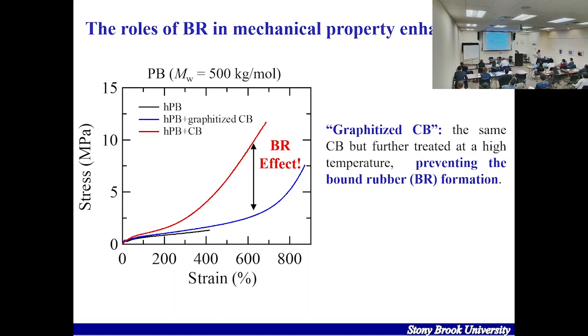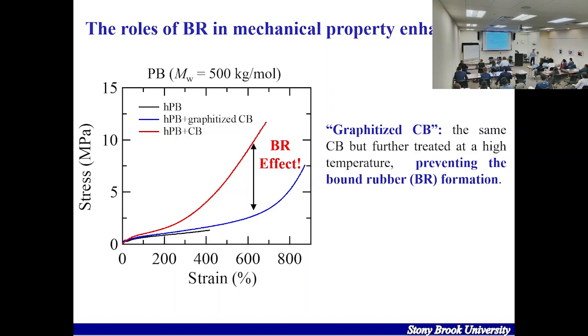So here's a mechanical property. As you see here, it's much, much weaker compared to the regular carbon black system. So this is the effect of the bound rubber. See, as I said, bound rubber is only 2 nanometers, but it can control mechanical properties. So this is our motivation for the research.